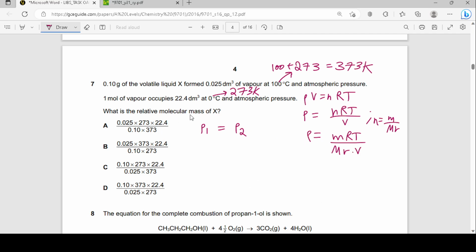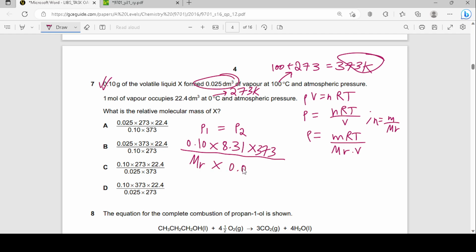So over here, because we have to find the relative molecular mass of X, and we have the mass of it but we don't have the Mr, I'm going for P1 and I'm going to take all this information about X. So for P1, the mass is going to be 0.10 grams. Then R is 8.31. And then temperature is 373 kelvins. I don't know the Mr, so I'm just going to keep it as Mr. And then volume is 0.025. Now, you could write 0.025 times 10 to the power of minus 3 to convert it into meters cubed, but I'll show you, it just cancels out basically.